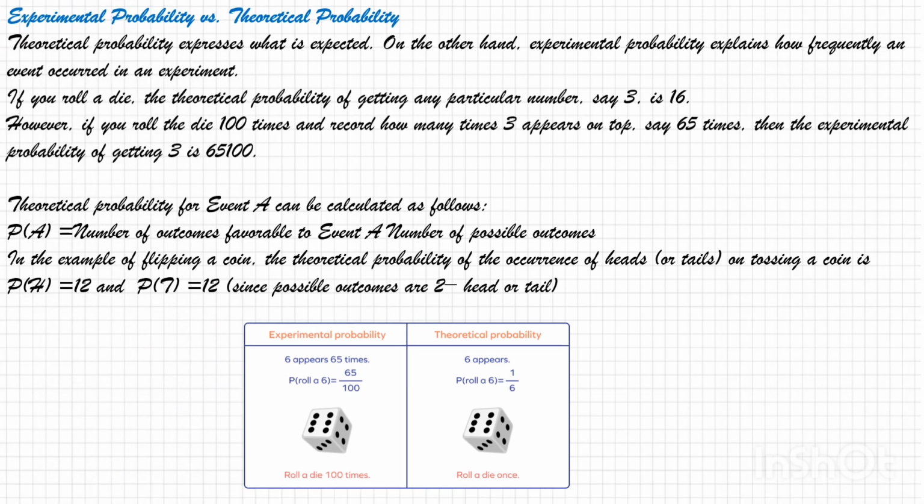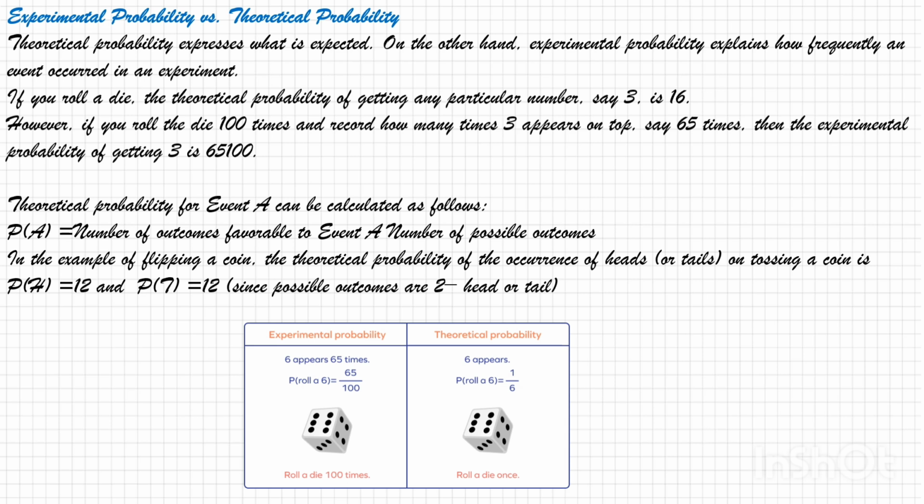Experimental probability versus theoretical probability. Theoretical probability expresses what is expected. On the other hand, experimental probability explains how frequently an event occurred in an experiment.